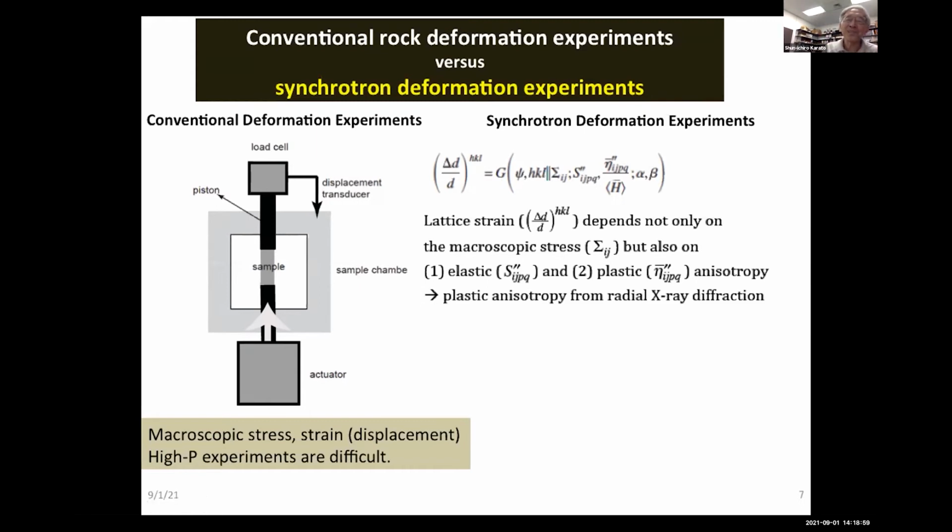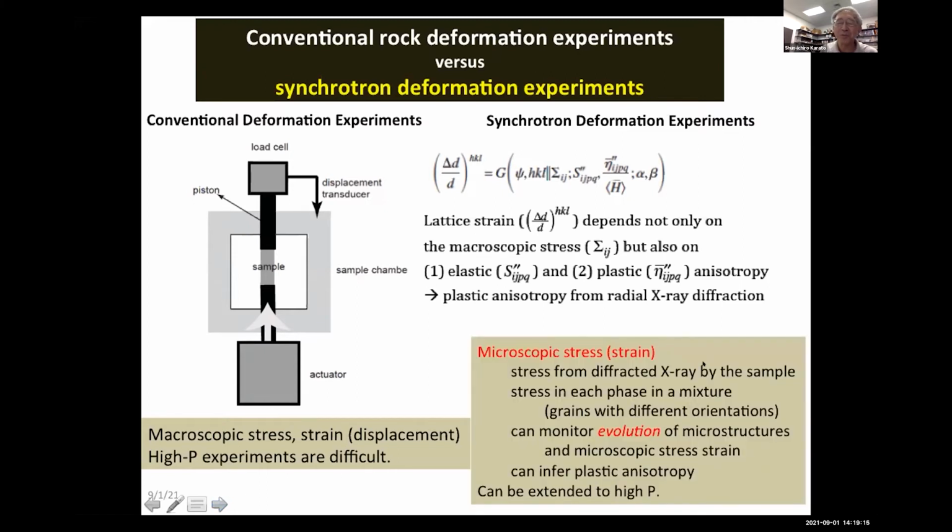And then if you know elastic constant, using elastic constant, you can calculate the stress from strain. However, the calculated stress, according to theory, depends not only on elastic constants, but also the viscous anisotropy, plastic anisotropy of the grain itself. That is a very important factor in terms of the synchrotron deformation experiments. So in synchrotron deformation experiments, we determine microscopic stress because of the X-ray diffraction. And that is very important because microscopic stress defined this way depends on plastic anisotropy. So therefore, not only just strength, we can determine plastic anisotropy from the synchrotron deformation experiments.